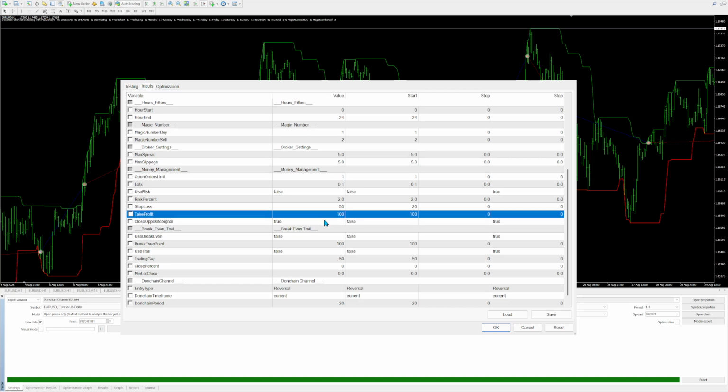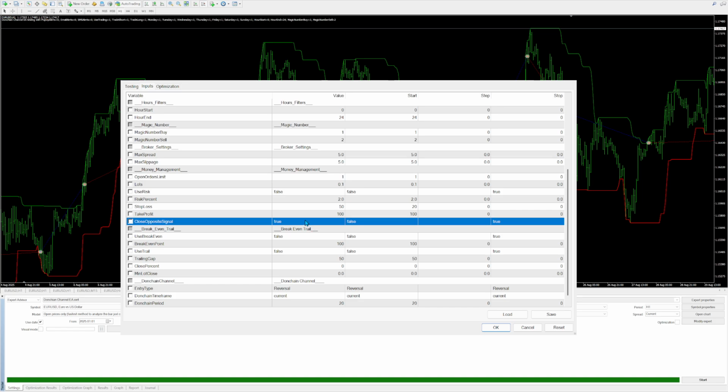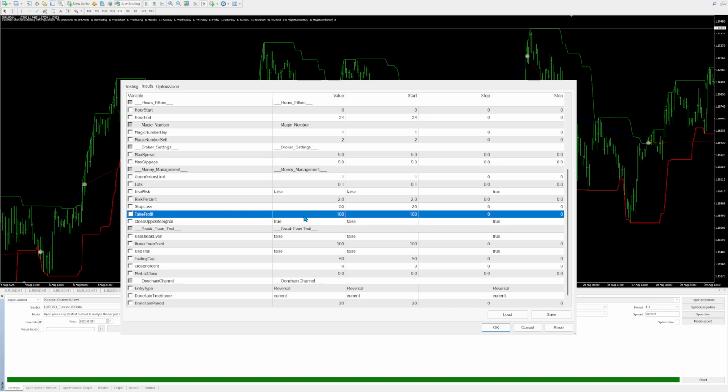Okay, so you can set that to true or false. Bear in mind, if you have it set to false, you could end up with buy and sell trades even at the same time, which, you know, could be a problem depending on if your broker allows hedging or not.